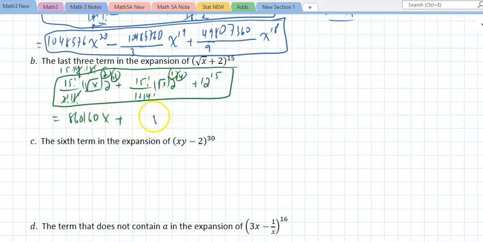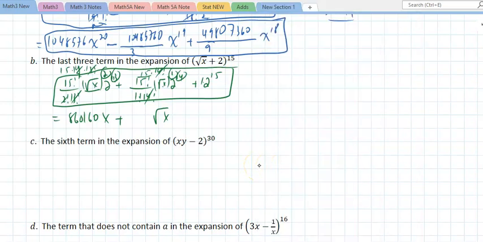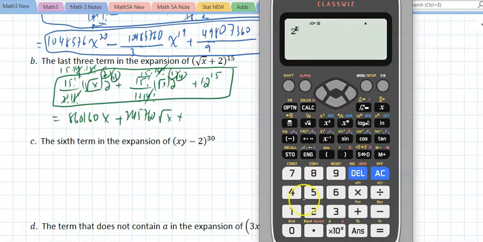Plus, this will be a radical x, and I'm having 15 times 14 factorial. The 14 factorial cancel out. 15 times 2 to the 14th. 15 times 2, right? Okay, I keep on making that mistake. Raised to the 14. 245,760. Radical x plus 2 to the 15th. 2 raised to the 15.